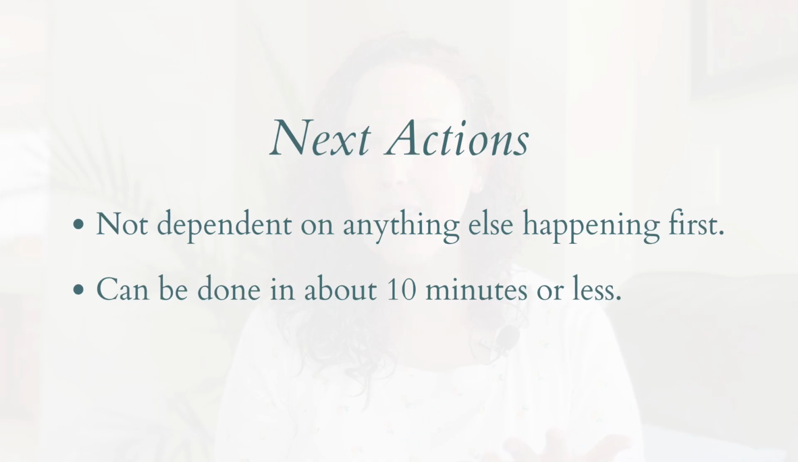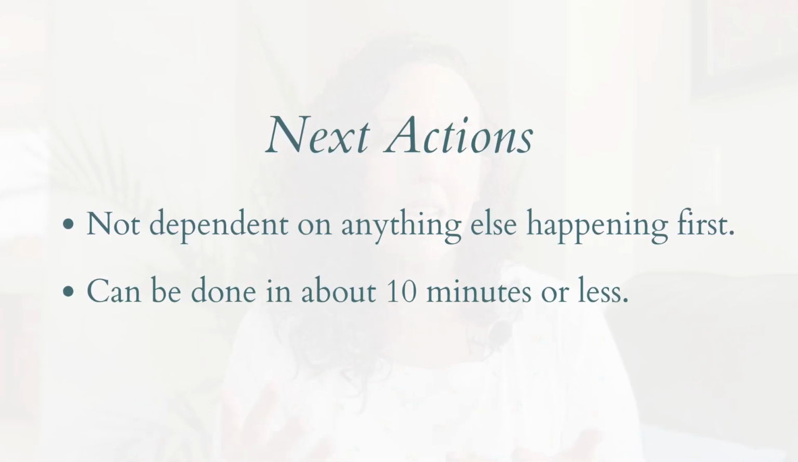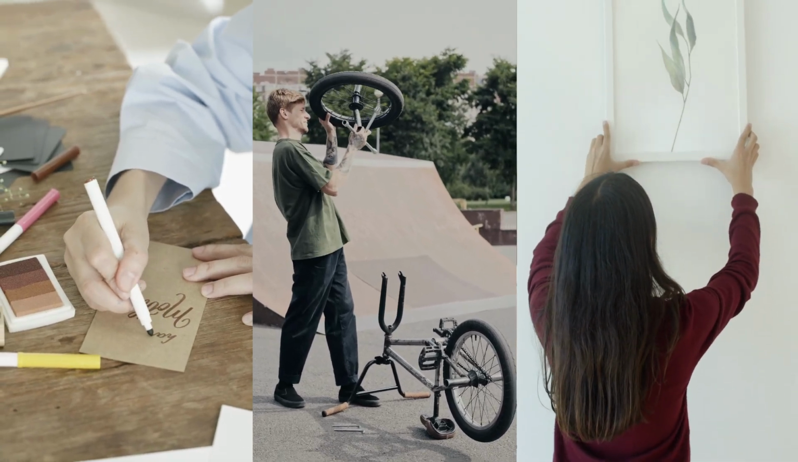What's great about this list is you only put things on the list that are next actions, meaning they're not dependent on anything else happening first, and they can be done in about 10 minutes or less. So you literally could look at the list while you're at home and say, oh, there's 3 things I could do while I'm here at home. Write this card, fix this thing, hang up this picture, and then you can just go do them. You're not waiting for something else in order to make that possible.